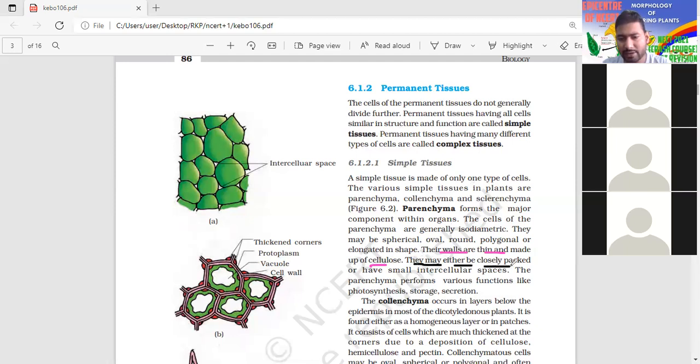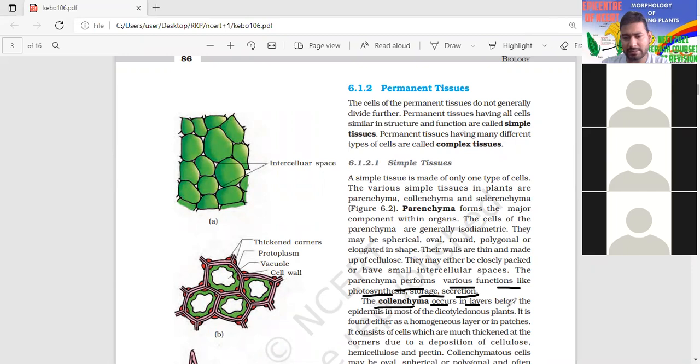They may either be closely packed or have small intercellular spaces. You have to learn that they should have intercellular spaces. Closely packed, but a little bit of space is there. The parenchyma performs various functions like photosynthesis, storage, and secretion. I told you already: storage, idioblast, photosynthetic, chlorenchyma. Now, second is the collenchyma.